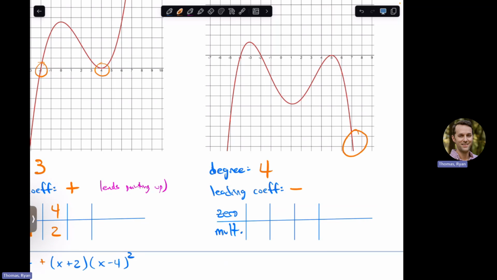This part tells me that the leading coefficient's negative. Right? The last time I see the graph as it disappears off into infinity, it's pointing downward. And hopefully you saw it.